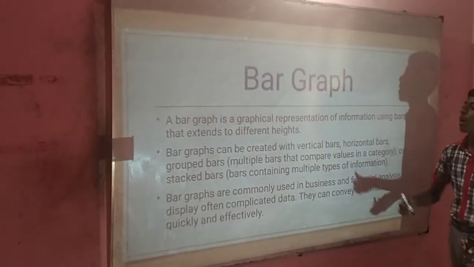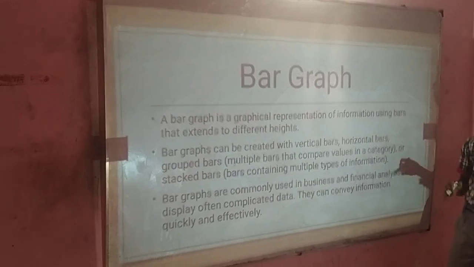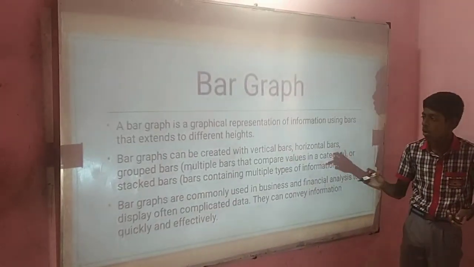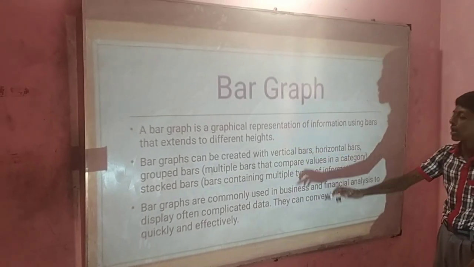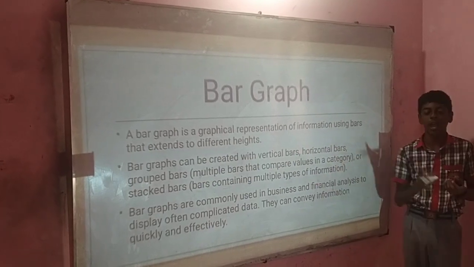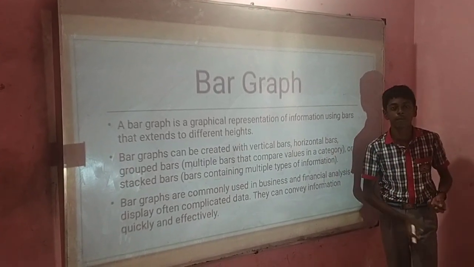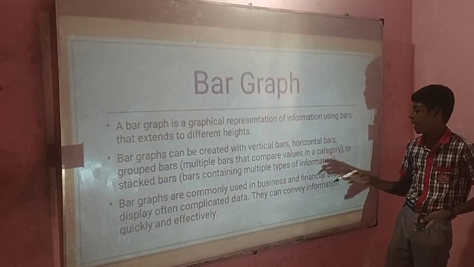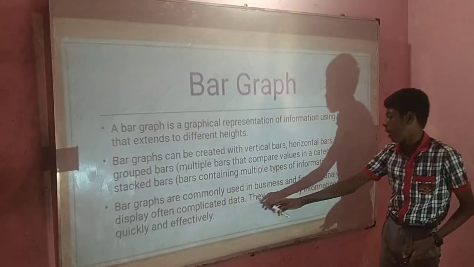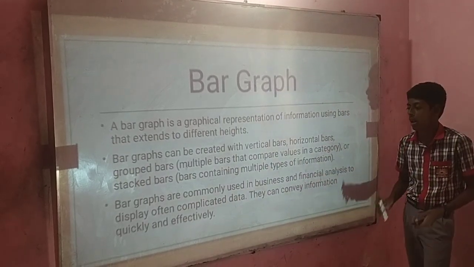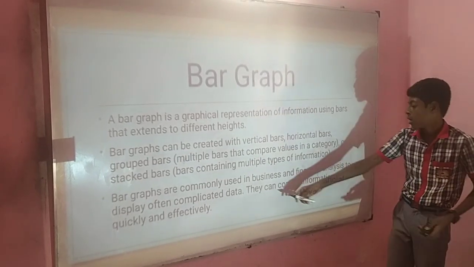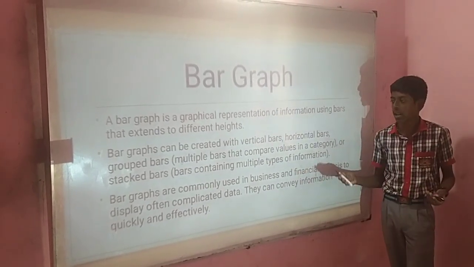A bar graph. A bar graph is a graphical representation of data using extended bars or lines that extend to different lengths. Bar graphs can be created with vertical bars, horizontal bars, double bars, stacked bars, etc., that can be helpful for comparison of data and multiple types of information. Bar graphs are commonly used in business and financial analysis to display often complicated data. They can convey information very quickly and effectively.